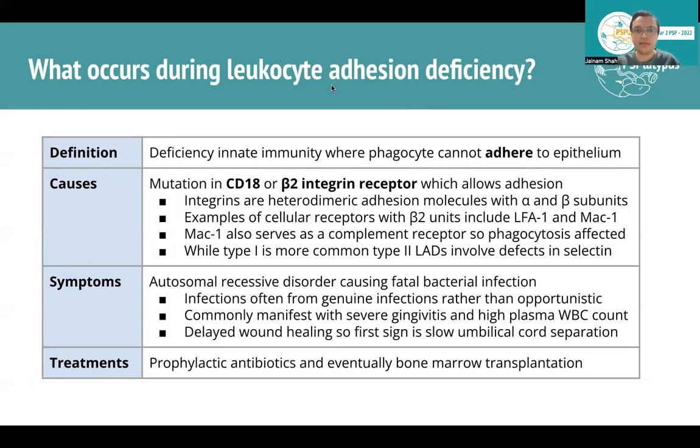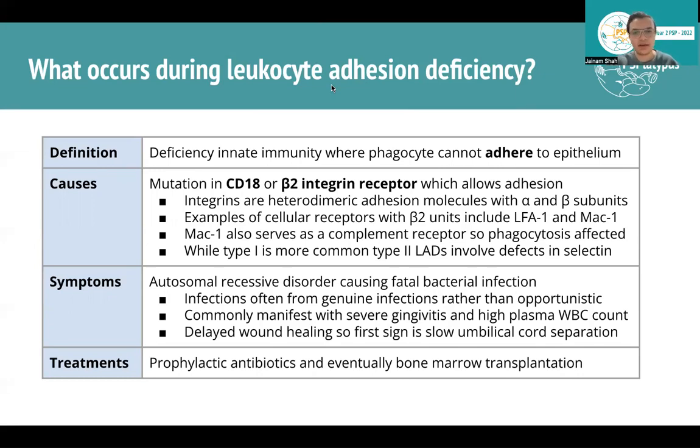So integrin is a heterodimeric adhesion molecule, which has alpha and beta subunits. And essentially you have a problem with the beta-2 subunit. Some of the proteins that are involved include LFA1 and MAC1. Okay. Symptoms: it's an autosomal recessive disorder, and it leads to a lot of fatal bacterial infections. So you can have mostly genuine infections rather than opportunistic ones, like you saw in the previous chronic granulomatous disease. And commonly the things that you can see are severe gingivitis and high plasma white blood cell count. Delayed wound healing is often the first sign.